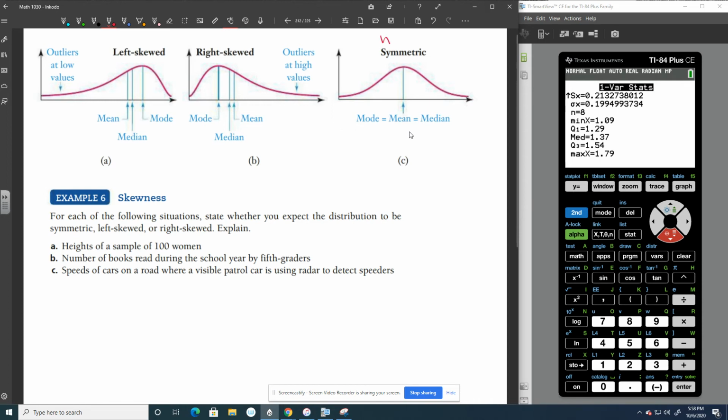And I would definitely say that height, any measurement like height or weight or those sort of things, is usually going to be symmetric, okay? Unless I was measuring the heights of the basketball team, then it's probably going to be a lot more tall, but still maybe a little bit symmetric there, okay? B, number of books read during the school year by 5th graders.